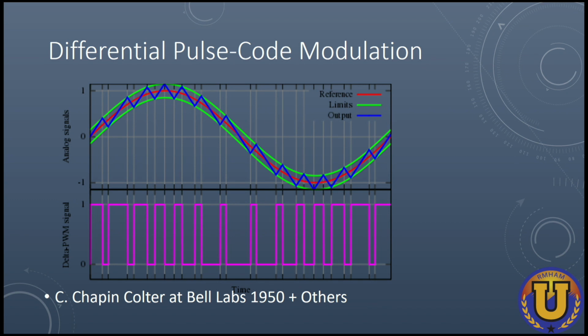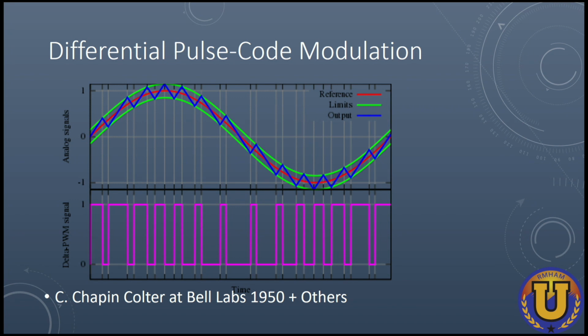Differential pulse code modulation. Instead of going back to 0 again, let's just look at what the last bits are and follow that along. Did it go up or down? And we're going to only transmit the difference from the previous sample. So it's only 2 bits. Did it go up or did it go down? And follow that along. And this is where that started in 1950.